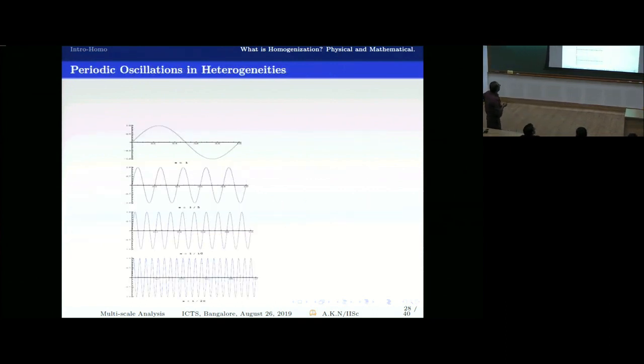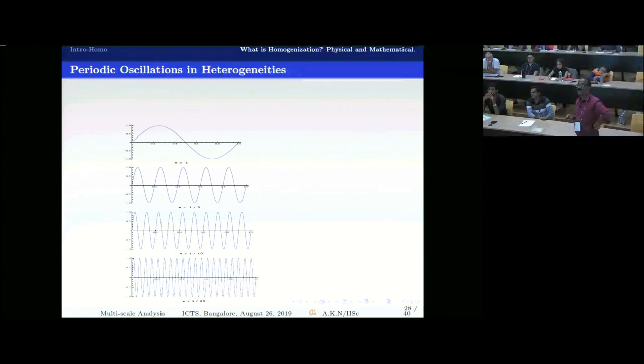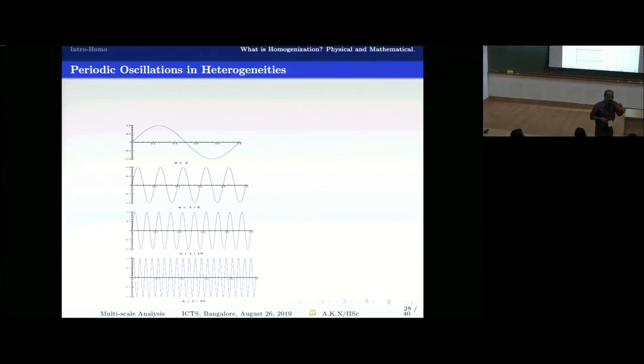Suppose you take a sine wave. When you get sine 2x, sine 10x, sine 5x or sine 20x, you see sine x becomes oscillating more and more. This is what you will see, so your coefficients are oscillating more and more because it is happening in a small scale.